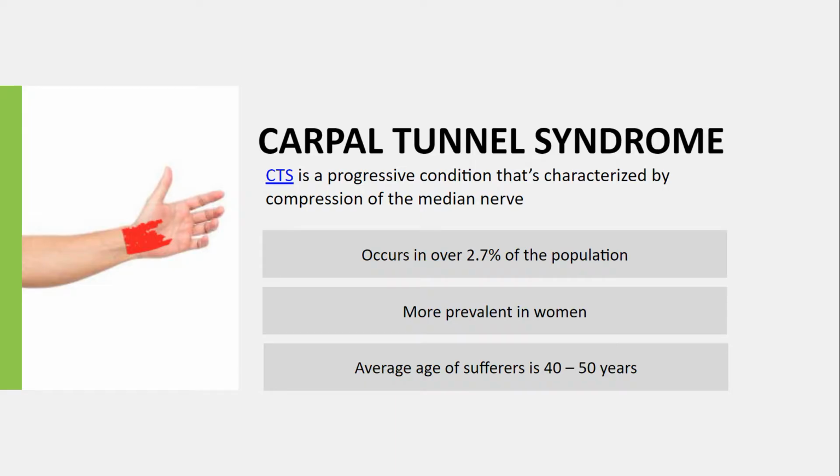First up, we have the dreaded carpal tunnel syndrome, which is a progressive condition that's characterized by the compression of the median nerve. It occurs in over 2.7% of the population and is most prevalent in women. In the office, overuse of a mouse and keyboard is a contributor to carpal tunnel syndrome.